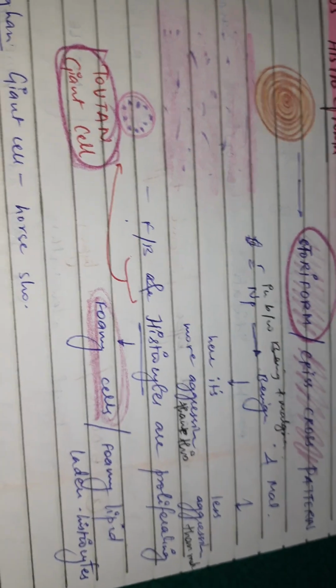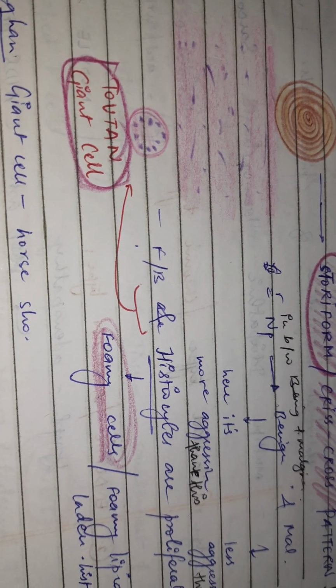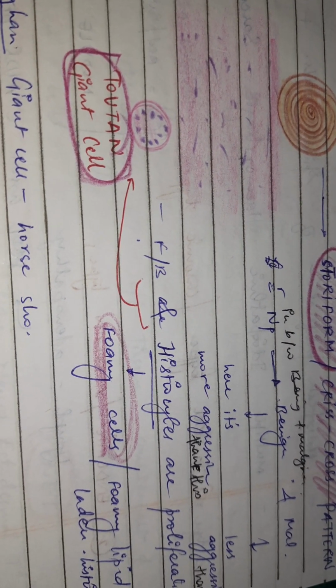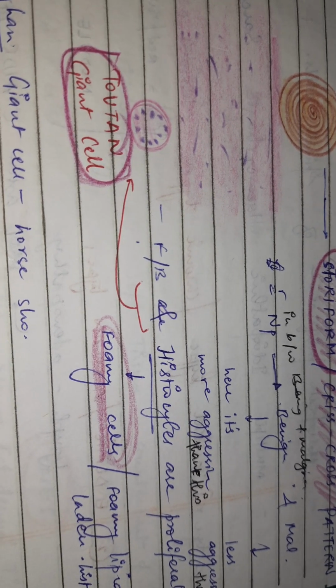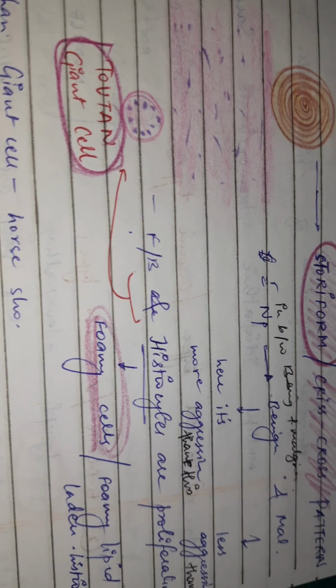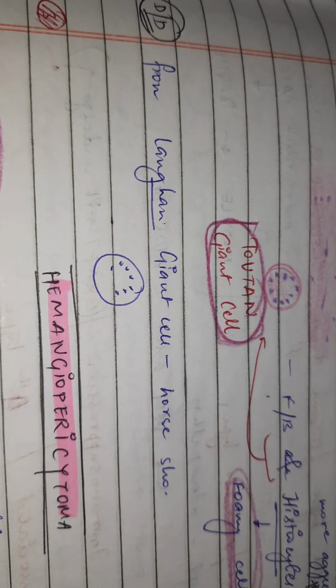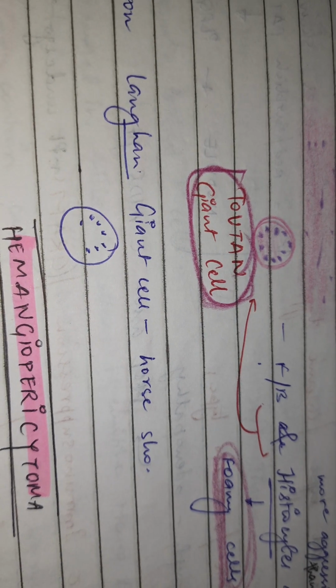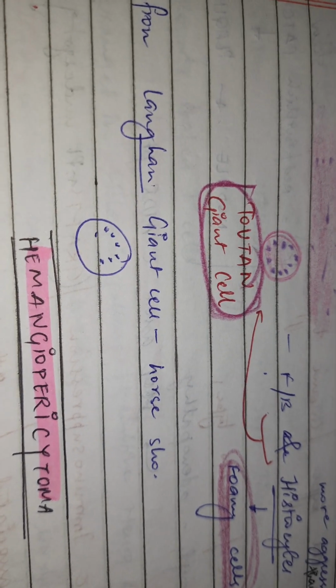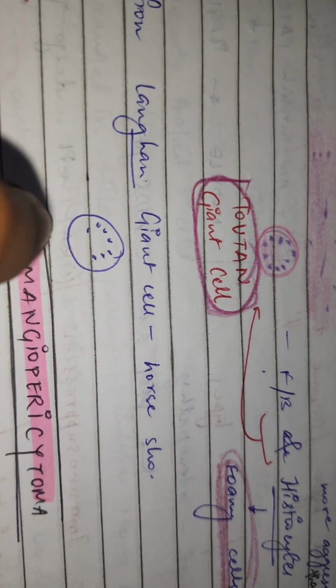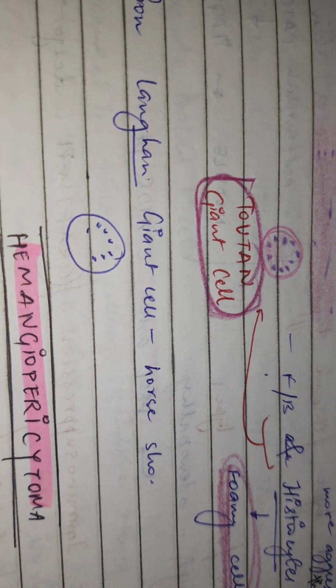Then it shows multinucleated giant cells, which are called Touton giant cells, which have nuclei at the periphery. Fibroblasts and histiocytes proliferate here. Histiocytes appear as foamy, lipid-laden cells. The differential diagnosis is from Langerhans giant cells. The differentiating feature is that Langerhans giant cells have a horseshoe pattern of nuclear arrangement, and Touton cells have nuclei at the periphery.